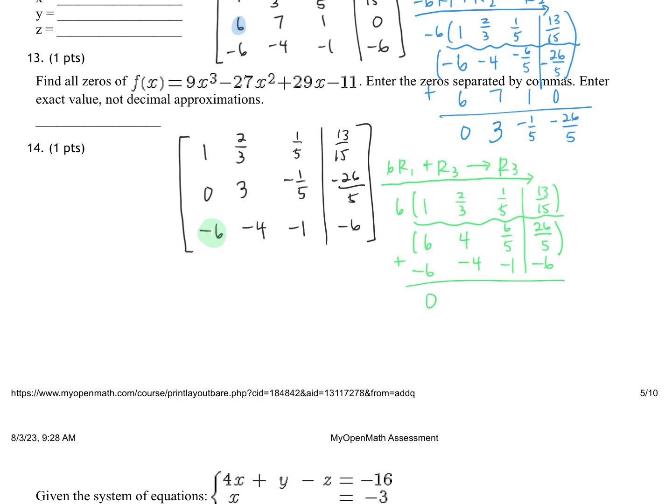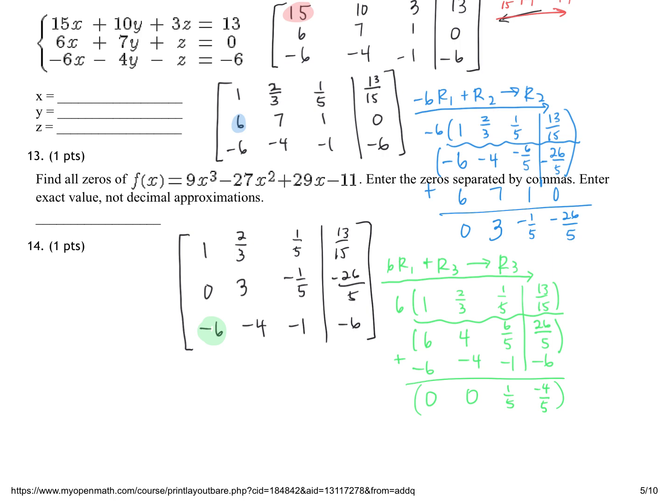And our new row 3 will be 0, 0, 1/5, and then let me see. I think that might be negative. Oh, I don't know. Let's just use the calculator. So we have 26/5 minus 6, and we get negative 4/5. So that's our new row 3. Because we're going to run out of space, I'm going to go back up now and erase this one and start from there.